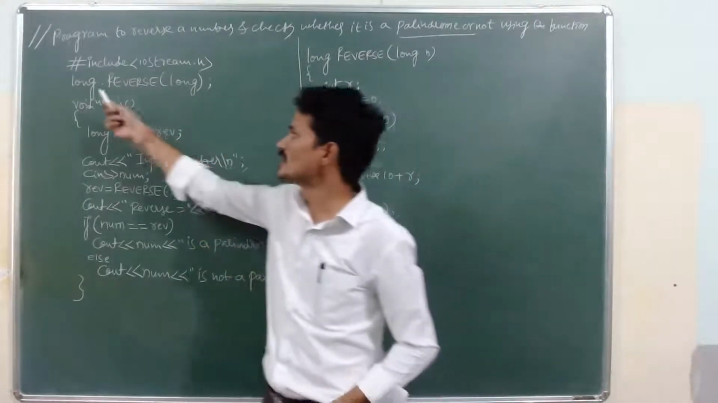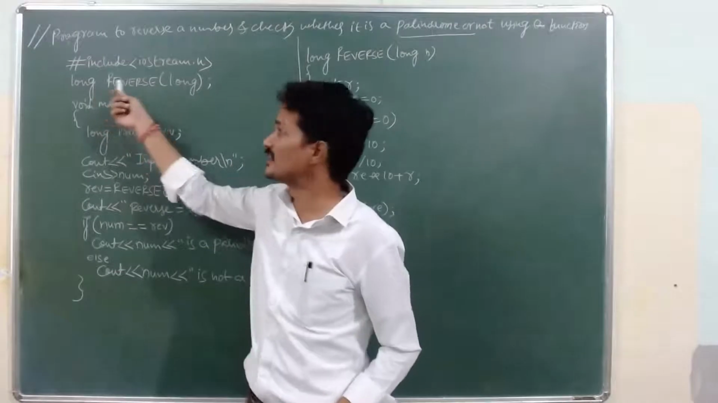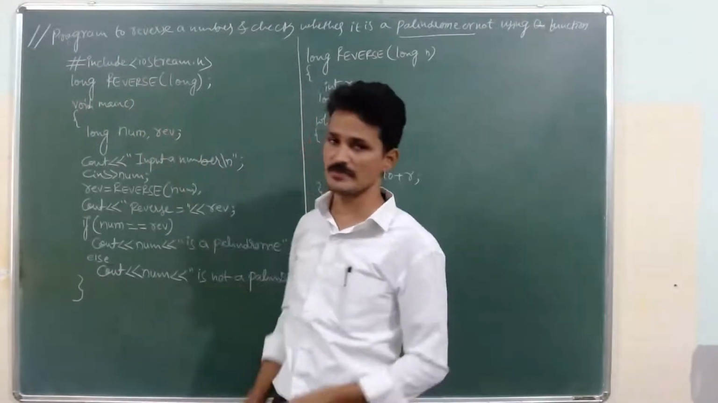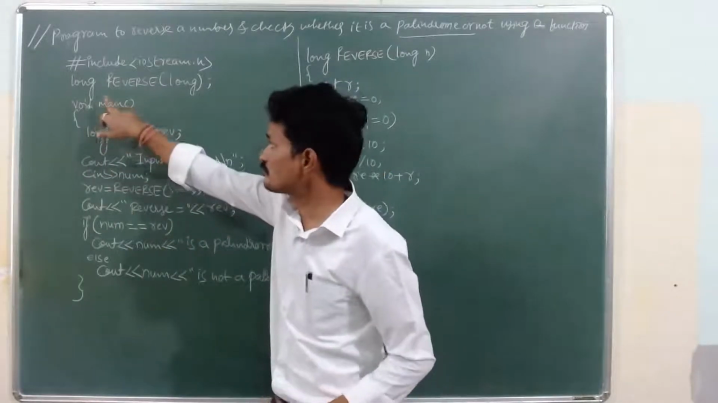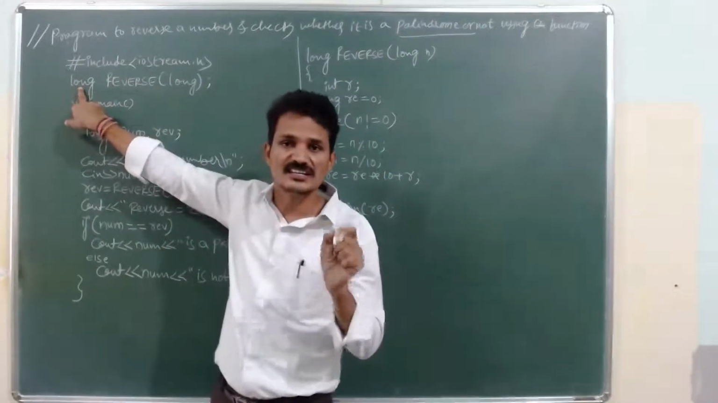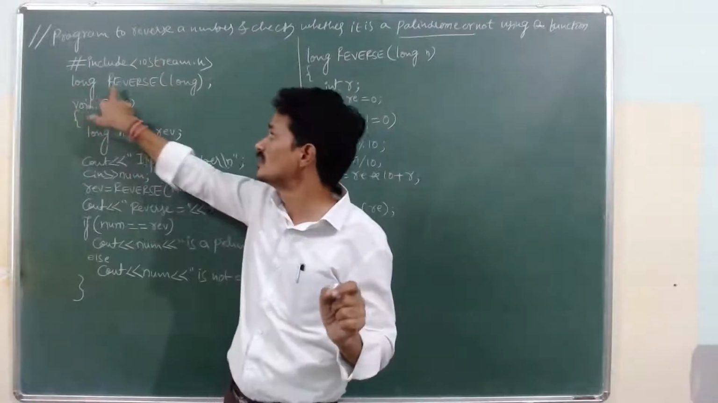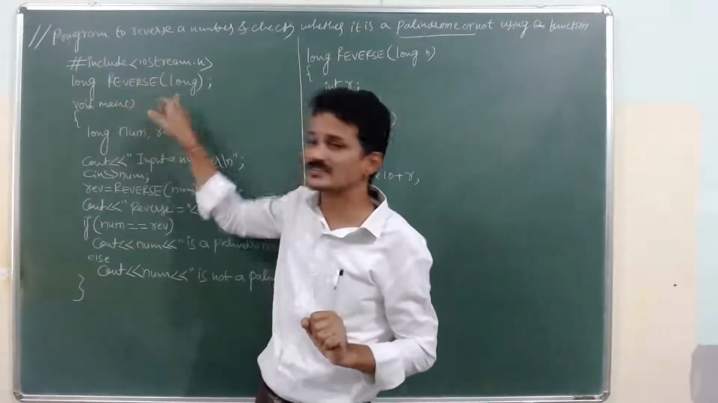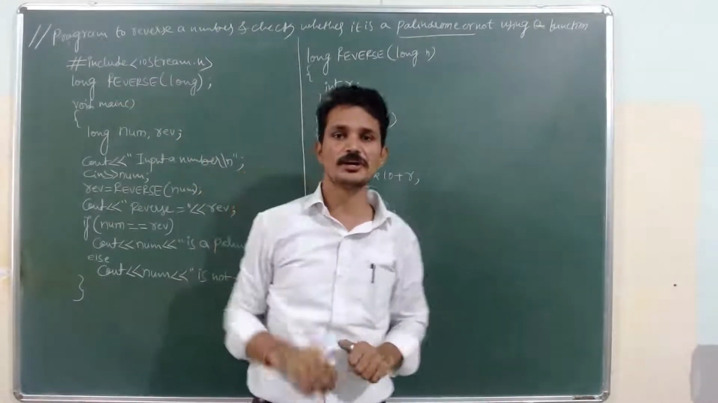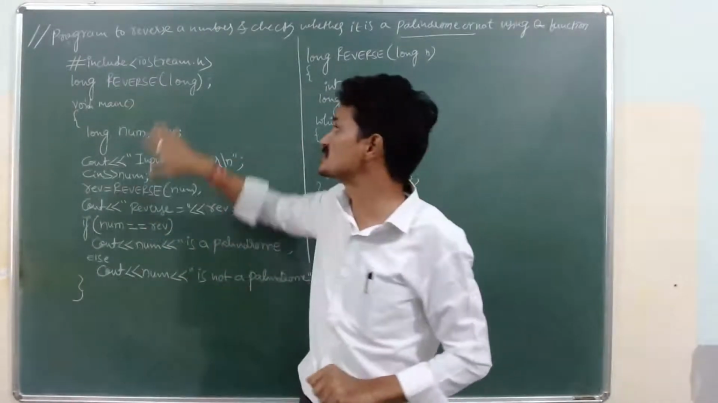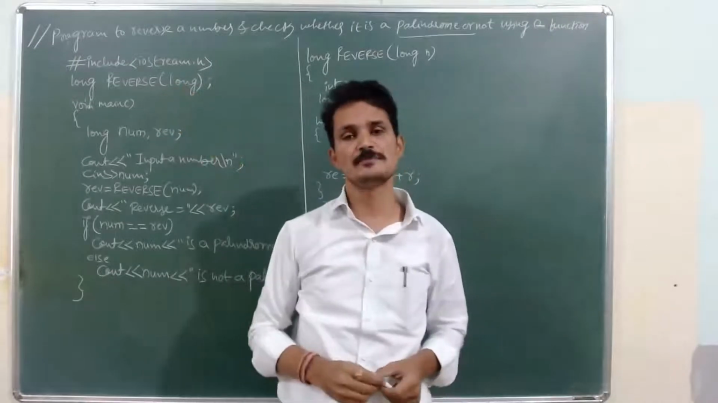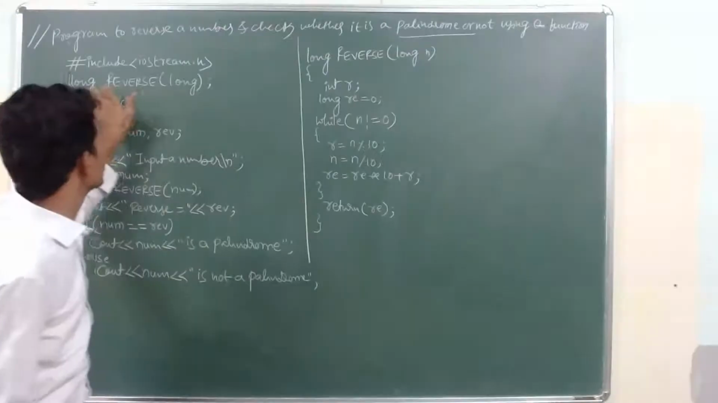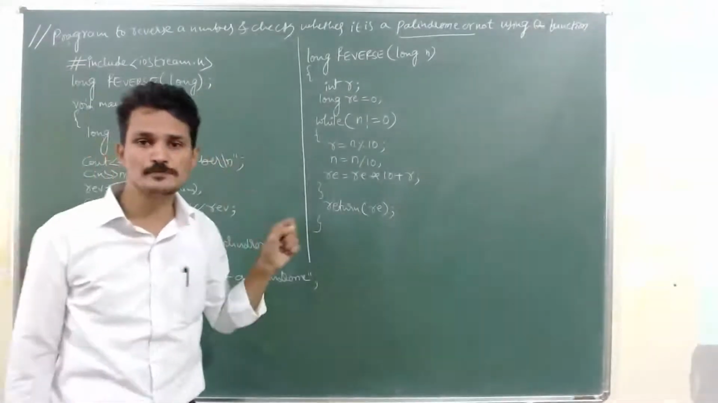Have a look at the line. Long, one blank space, reverse, within the parenthesis long, end with the semicolon. That means long is the return type specifier. Reverse is the name of the function. Within the parenthesis, how many arguments? It's only one argument. That argument's type is long, end with semicolon. This particular line is called a function prototype.